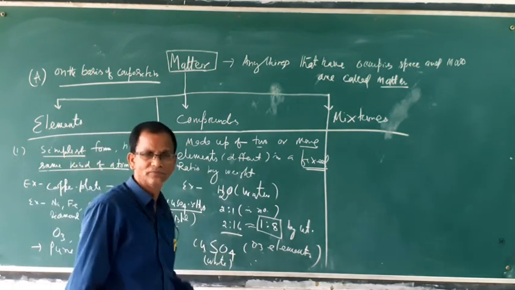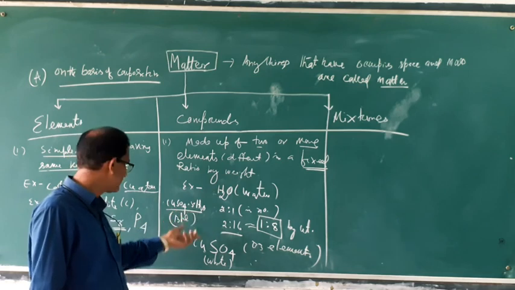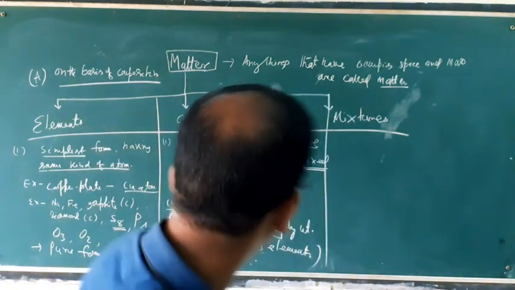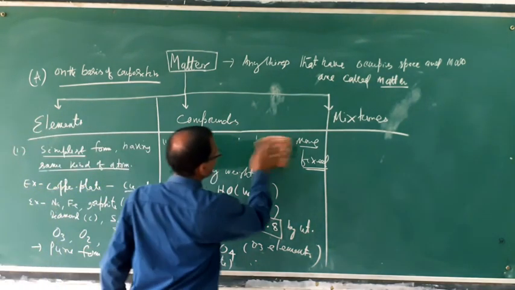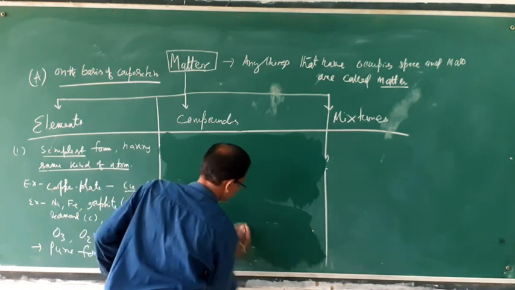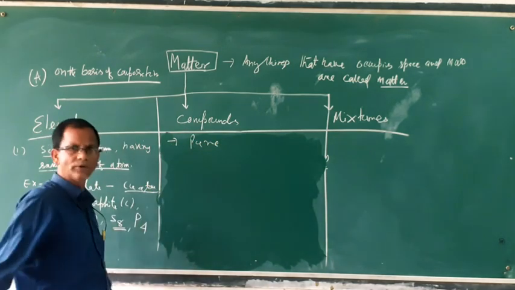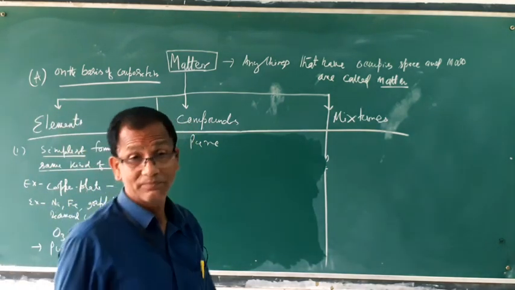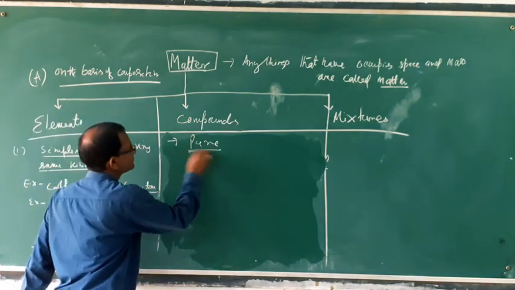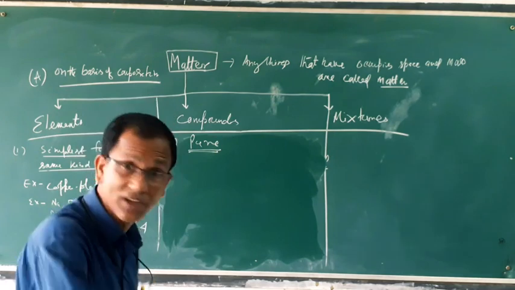The color is blue, which you have already seen. These blue crystals are examples of copper sulfate. That is a compound. It is also pure. Why pure? Because the composition is fixed. The amount is fixed and cannot be changed. That's why it is pure. A compound is also pure. Why is a compound pure? Because the composition is fixed, not changeable.